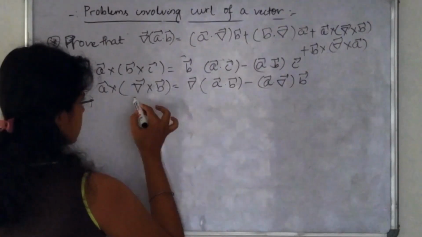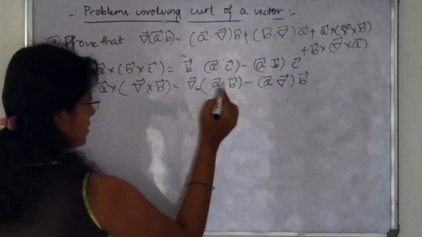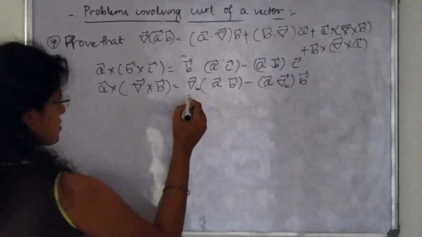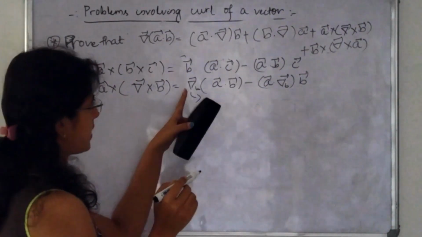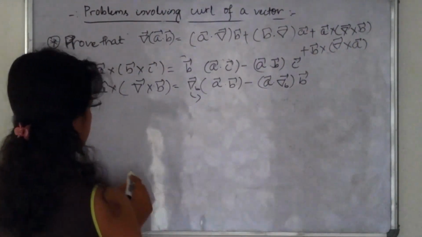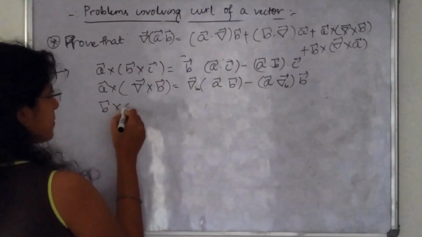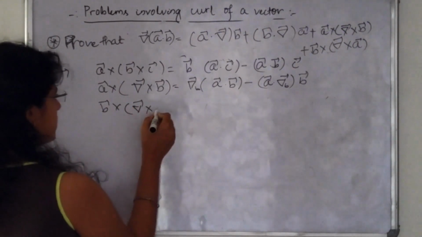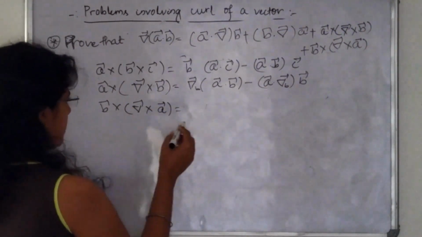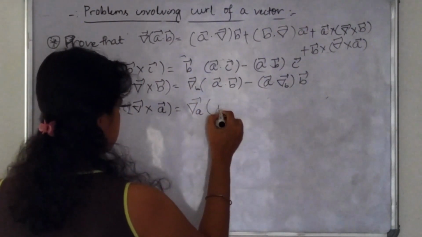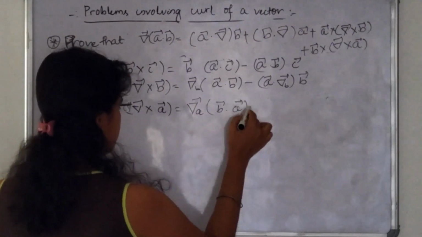Okay, this we can write as del of B. So this means the del vector operates on B vector. Then if we do the second triple product, that is B cross del cross A, then similarly we can find B dot A minus.